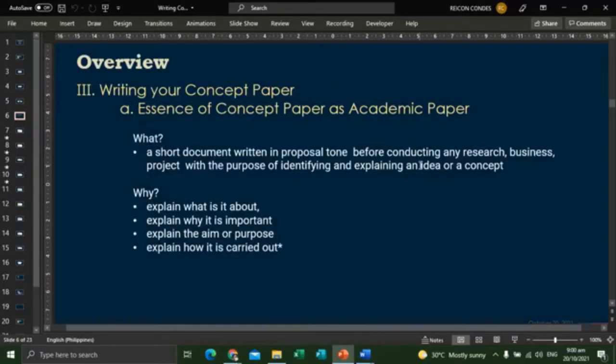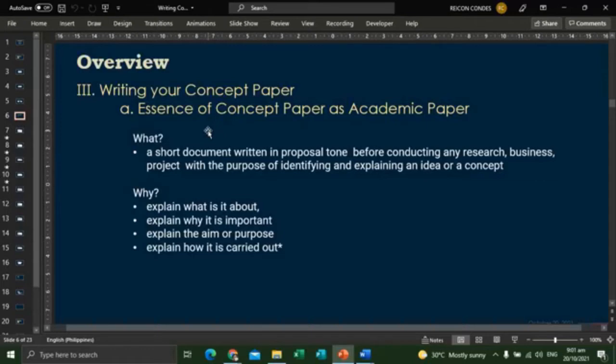Now, on this part, you should be able to imbibe what is the essence of a research paper as an academic paper. So knowing that a research paper or academic paper should have the characteristics of being formal, impersonal, kailangan makita yung mga ganung bagay sa concept paper natin.